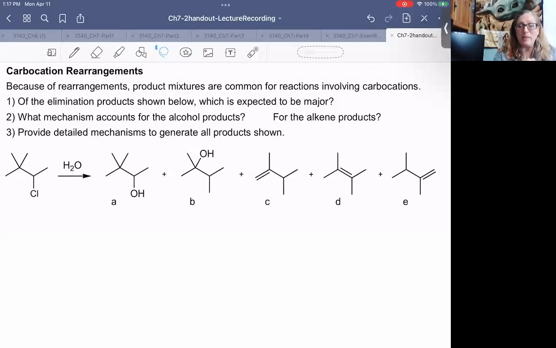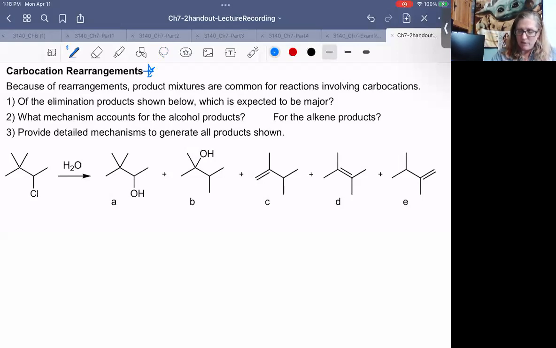So now that we know what the E1 mechanism looks like, the unimolecular elimination mechanism, let's take a look at an example where we have a huge mixture of products that are formed here and see if we can come up with a mechanism for it. Okay, and a mechanism that involves perhaps something interesting that we get anytime we have a carbocation. We have to be aware that we might be having some carbocation rearrangements possible. So let's take a look at these.